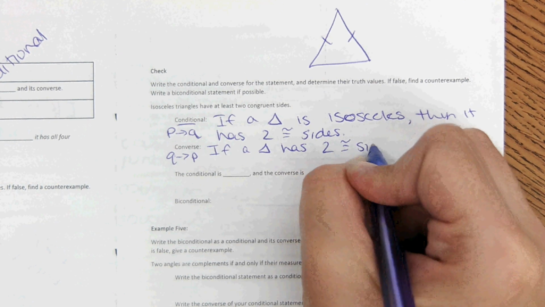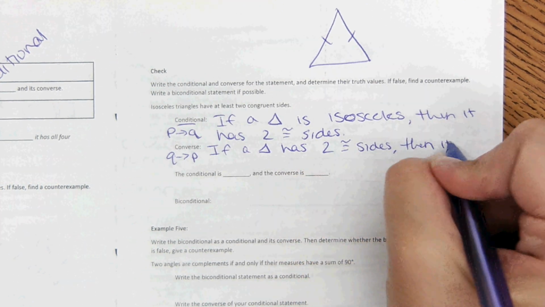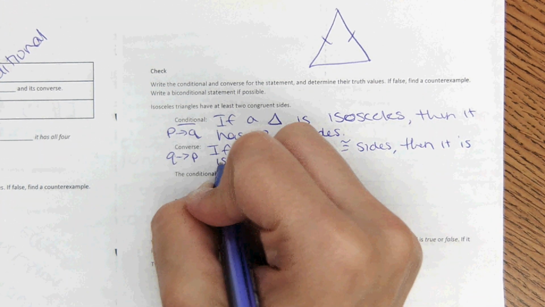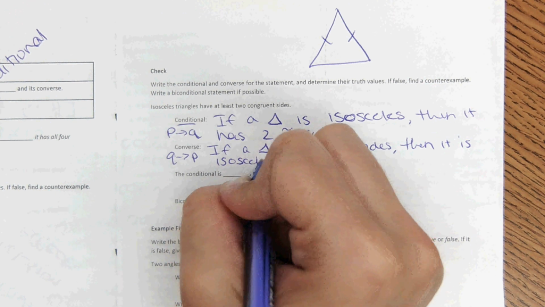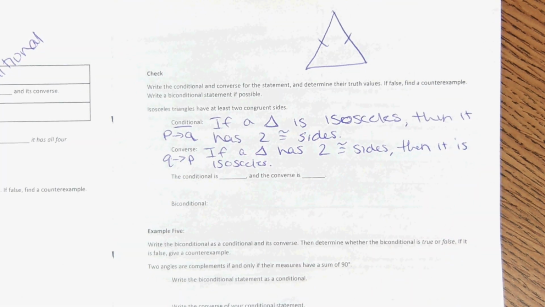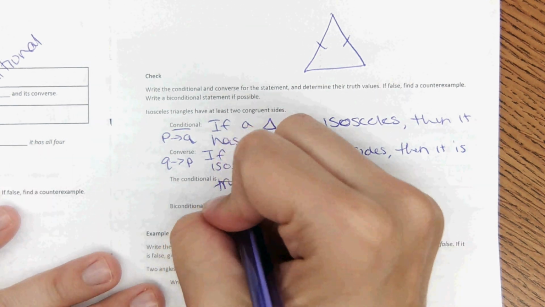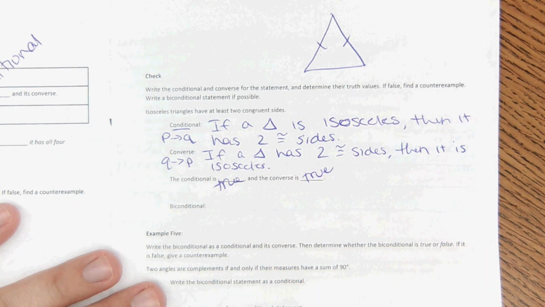The conditional would be P then Q. The converse would then be Q then P. If a triangle has 2 congruent sides, then it is isosceles. That is true as well. So in this case, the conditional is true, and so is the converse.